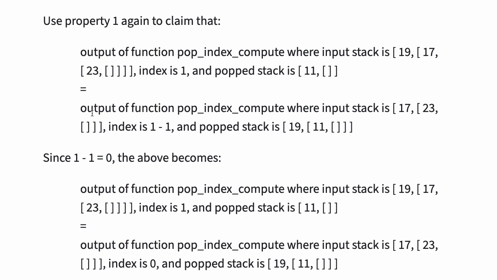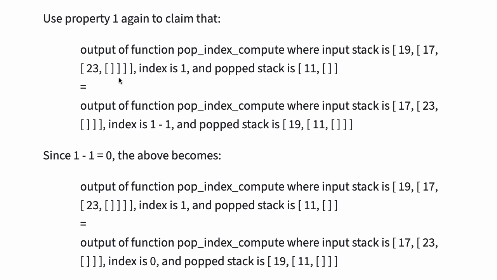Use property 1 again to claim that the output where the input stack is 19, 17, 23, index is 1, and pop stack is 11, is equal to the output where the input stack is 17, 23, index is 1 minus 1, and pop stack is 19, 11. Since 1 minus 1 is 0, we can substitute 0 into 1 minus 1.